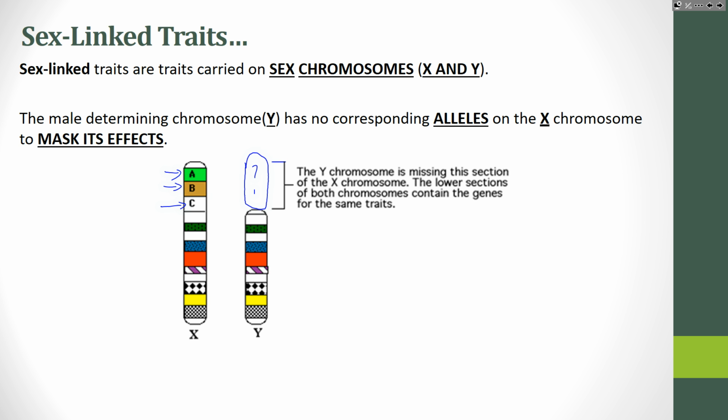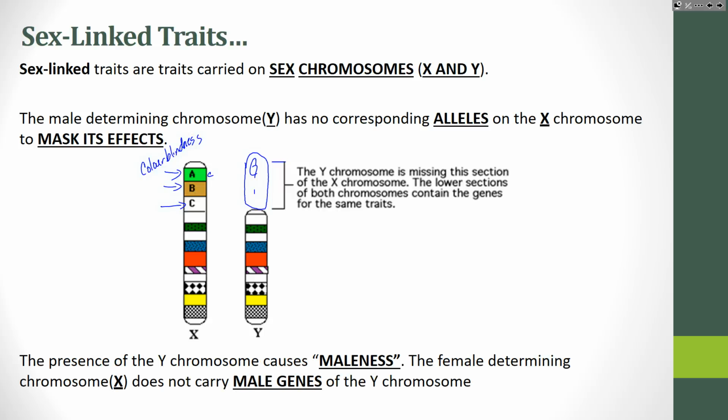For example, let's say this A was colorblindness. Well, let's even say it's a recessive trait. So let's say it's a little c. Well, you can't get a capital C to block it for normal vision. Same thing with hemophilia and those kinds of traits.